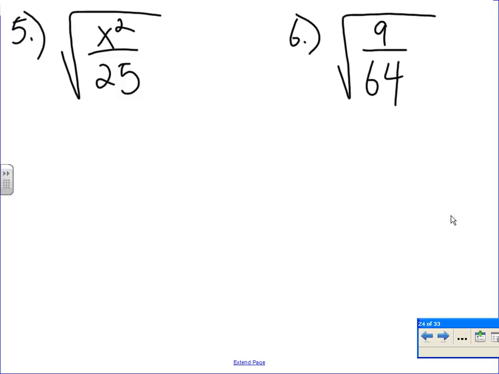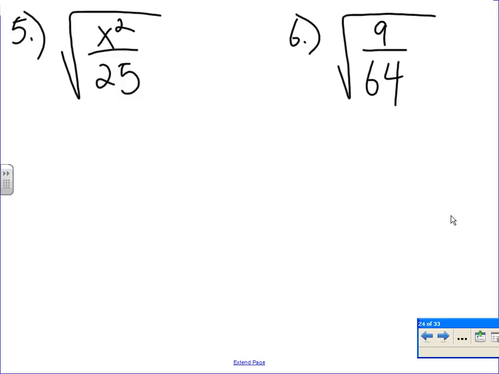Don't change this to multiplication. It's a division problem. It should be square root of x squared over square root of 25. You change it to multiplication, but it's division. Same thing with this one. Don't change division to multiplication. That's not right. You need to fix these two.